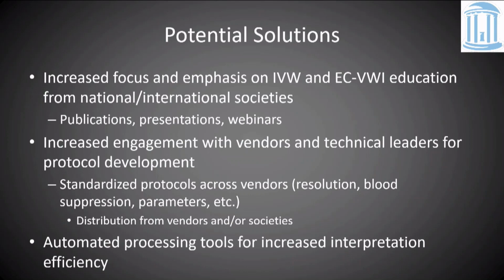And in this setting, I think that standardization improves the translatability of the results of literature. It also improves collaboration, research productivity, and many other facets in terms of this performance. And developing automated processing tools for increased interpretation efficiency is very important so that interpretation becomes faster, it becomes easier, with a smaller learning curve for those that are not familiar with the technique going forward.